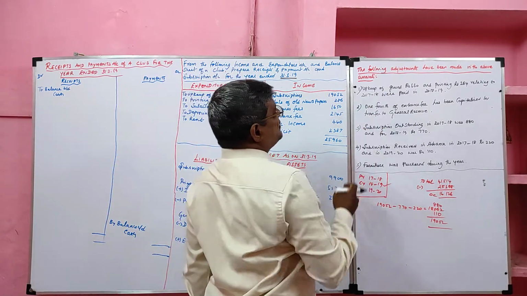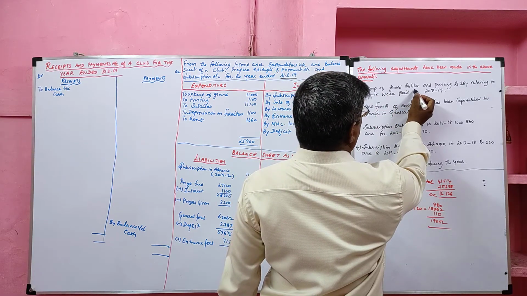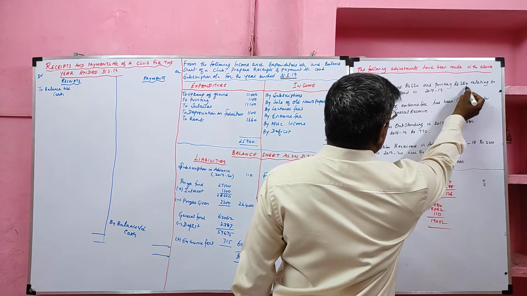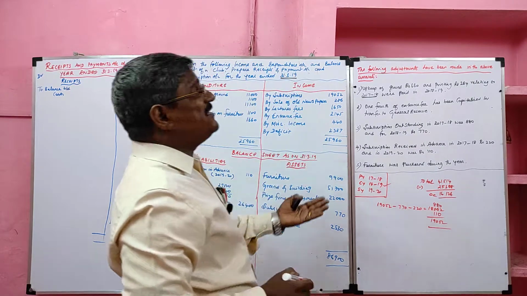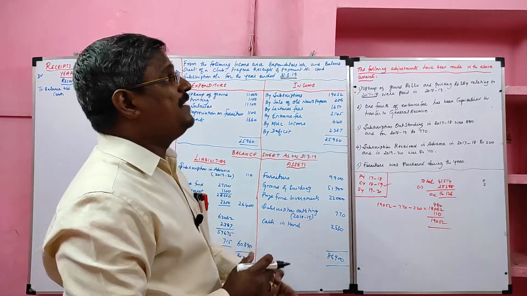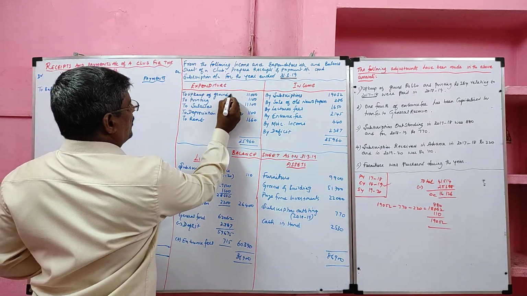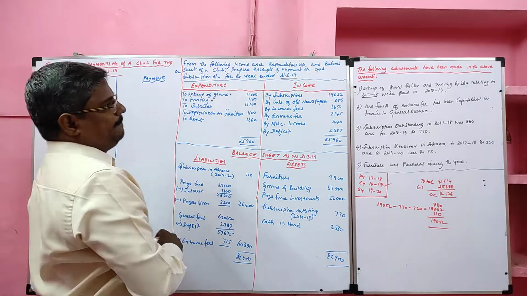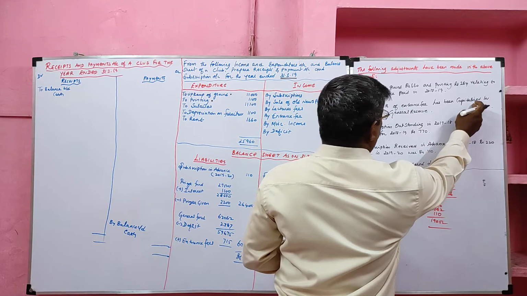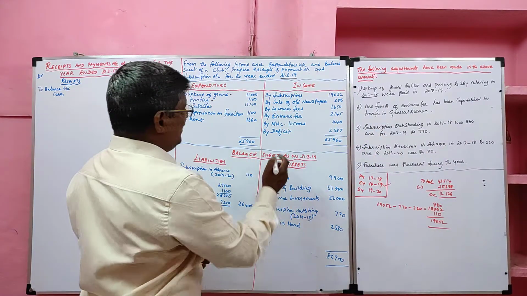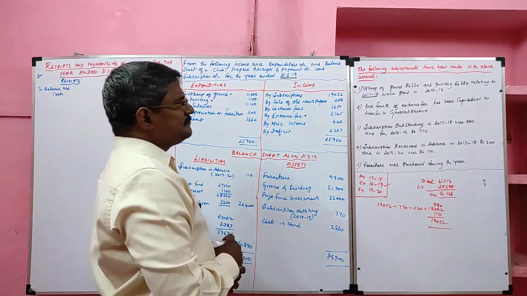Then the following adjustments have been made in the above amounts. Upkeep of ground 660 and printing rupees 264 relating to the previous year were paid in the current year. So last year upkeep of ground and last year printing expenses were paid in the current year. So we have adjustment for upkeep of ground and printing. Then second adjustment, 1/4 of entrance fee has been capitalized. So where is entrance fee? Here in the income side. We have adjustment for entrance fee.